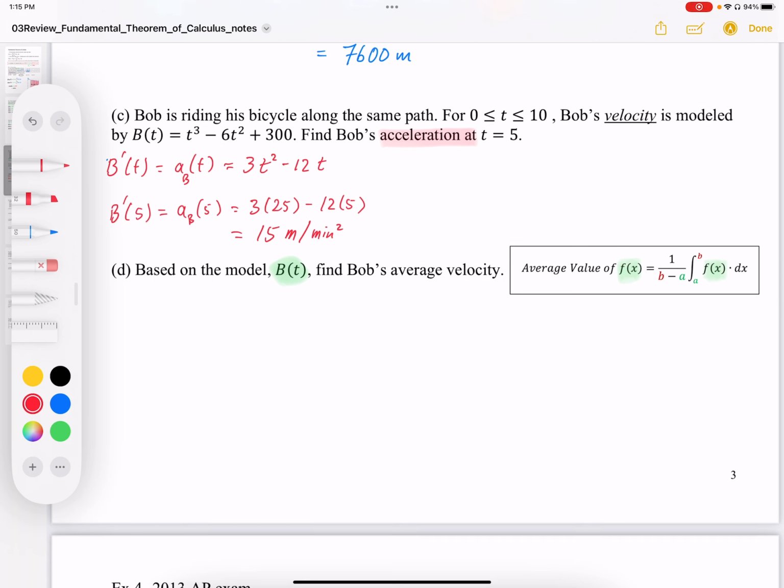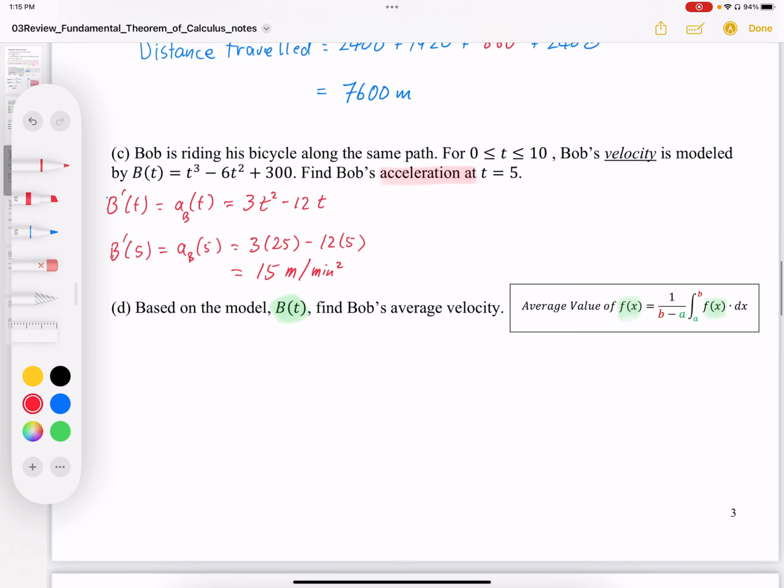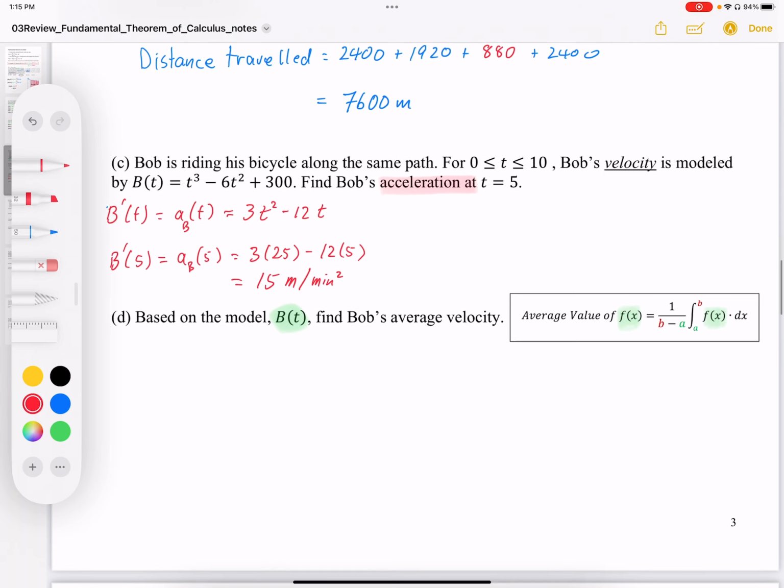Lastly, it says, based on the model of b of t, find Bob's average velocity. Okay, so b is the velocity, so we want to find the average value of b. And we're going to use the average value formula. To find the average value of f of x, we just find the area under the f of x and divide it by the interval. So in this case, we're going to find the average value of his speed, b of t. So his average velocity.